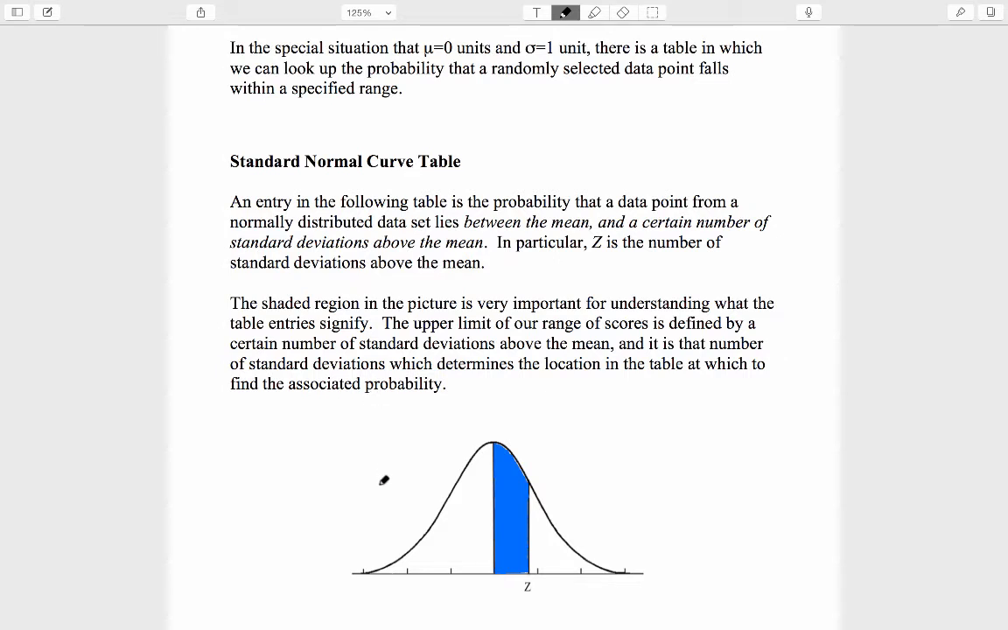An entry in the table we are about to look at is the probability that a data point from a normally distributed dataset lies in a region that looks like this blue region right here, between the mean and someplace away from the mean, a certain number of standard deviations away from the mean. This z is expressed as the number of standard deviations above the mean. If you ever see a negative value of z, it's referring to something below the mean. The shaded region in the picture is very important for understanding what the table entries signify. We're interested in a range of scores between the mean and some number z, and that z will tell us where to look inside the table to find the probability that we're looking for.